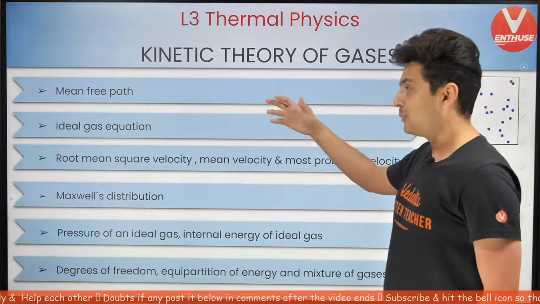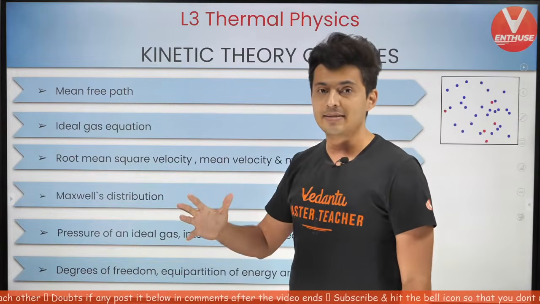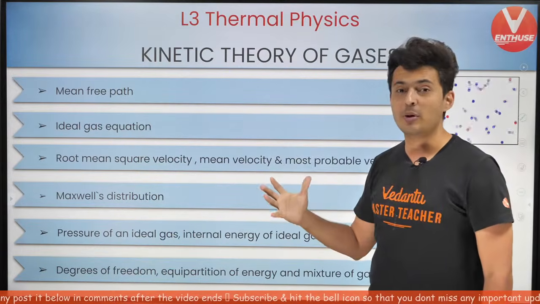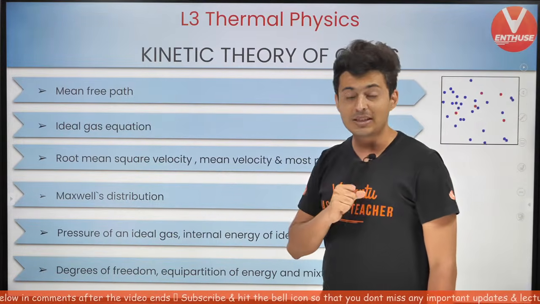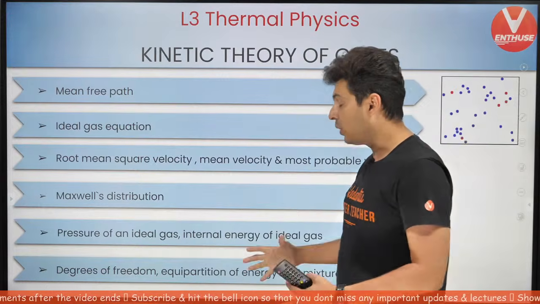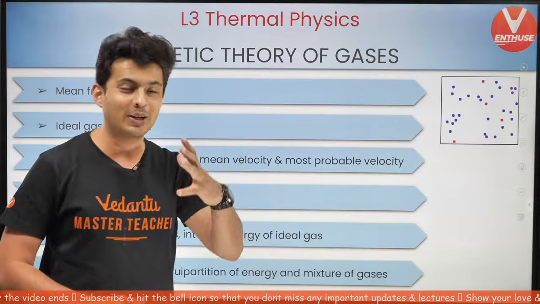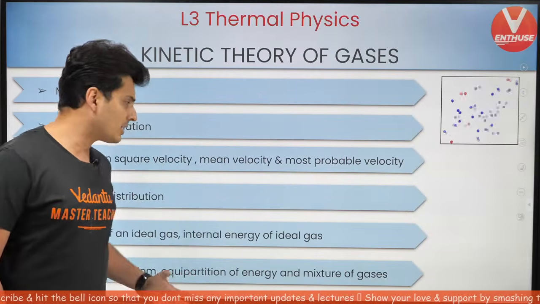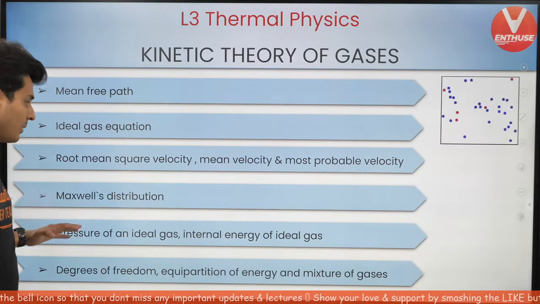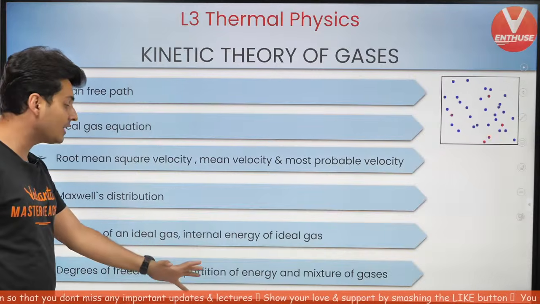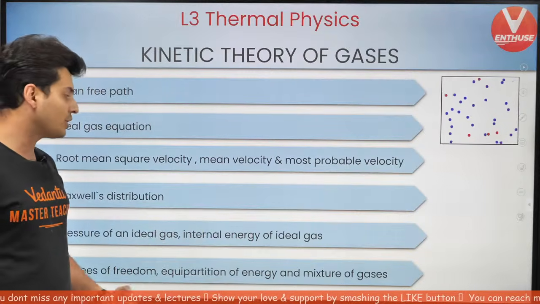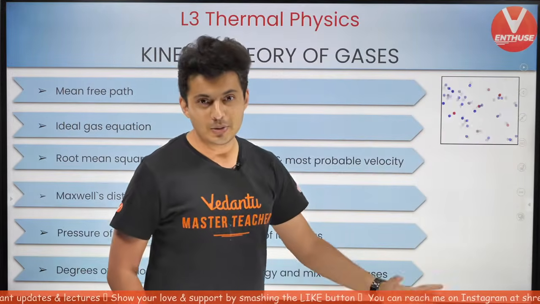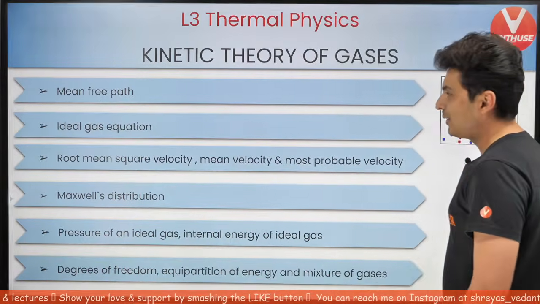Well, we are going to talk about mean free path, the ideal gas equation, problems on that, also root mean square, most probable speed, all of that, Maxwell speed distribution, and also we are going to see the pressure of an ideal gas and the kinetic theory of gas equation relating this RMS speed and pressure, and yes, degrees of freedom, law of equipartition of energy, and mixing of gases. All of this today, and I'm going live from my Bangalore studio.